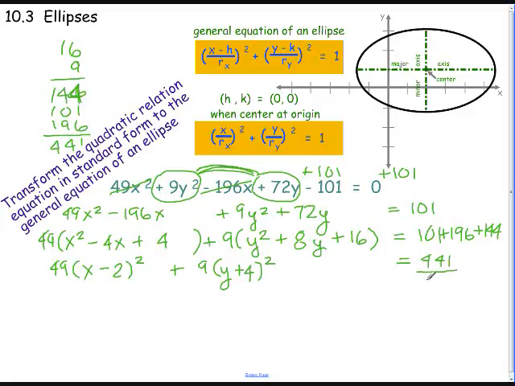I'm going to have to force this to become 1, which means I'm going to divide this and this. All the terms on the other side have to be divided.